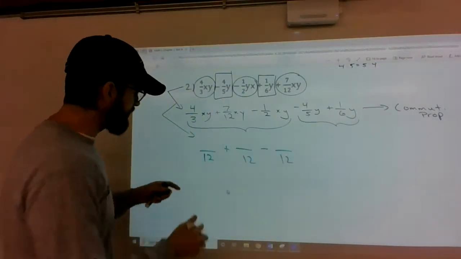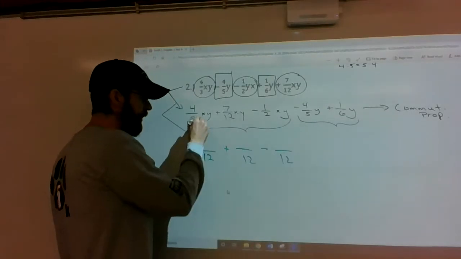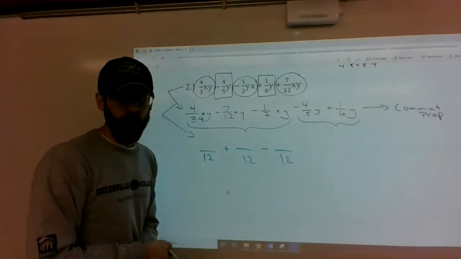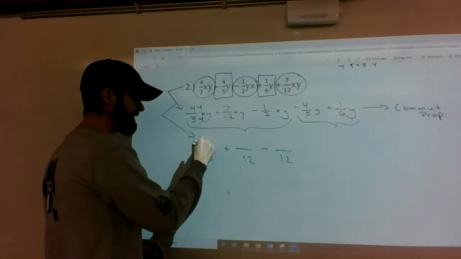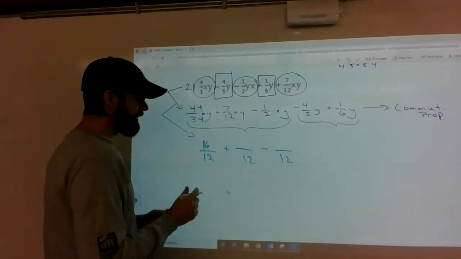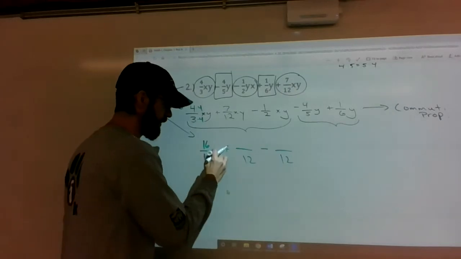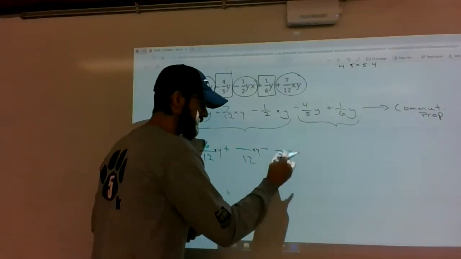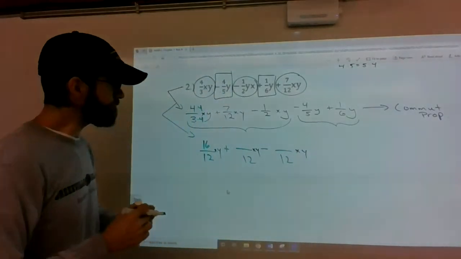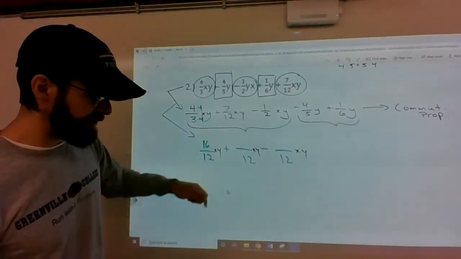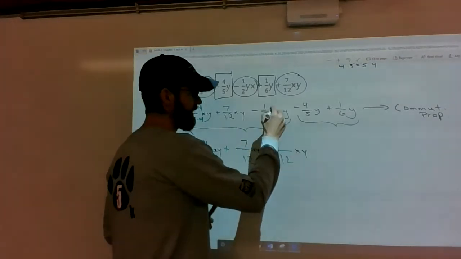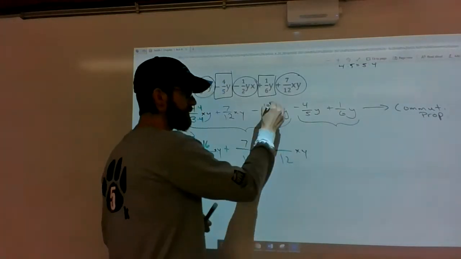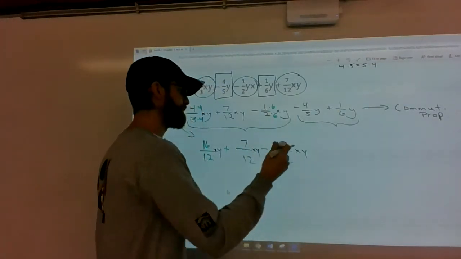You compute that by saying 3 times what gives me 12? 4. Which means I got to multiply the top times 4 as well. 16 over 12. And we've got xy's here as well: xy, xy, xy. This one remains unchanged because the bottom remained unchanged. And then this one is going to be times 6 on the bottom, times 6 on top.